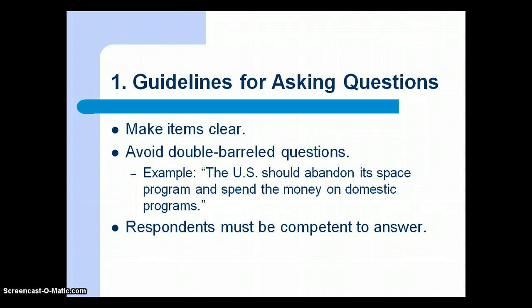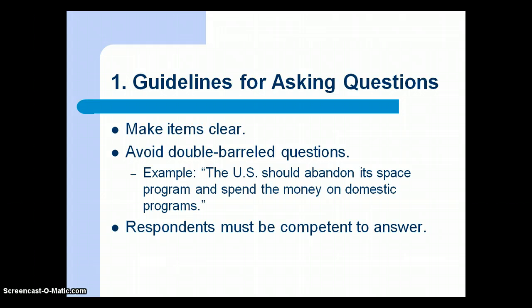Someone might disagree that the U.S. should abandon its space program, but agree that the U.S. should spend the money on domestic programs. So those are two different points you're making. It's really two different sentences without the and, so that's a double-barreled question. There are two different points, and your respondents may not be able to choose just one response to that statement. So avoid those kinds of questions. Keep it simple, keep it clear, not complex sentences that make two or more points.